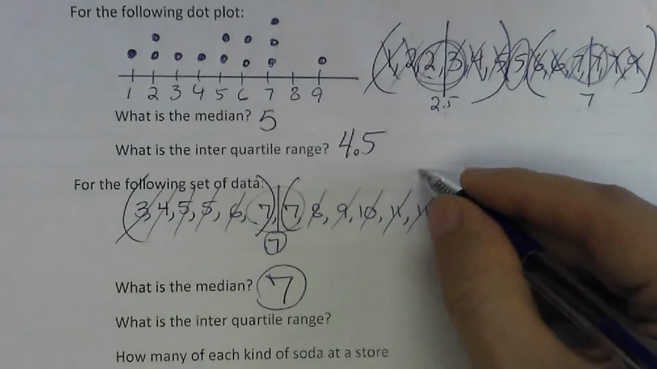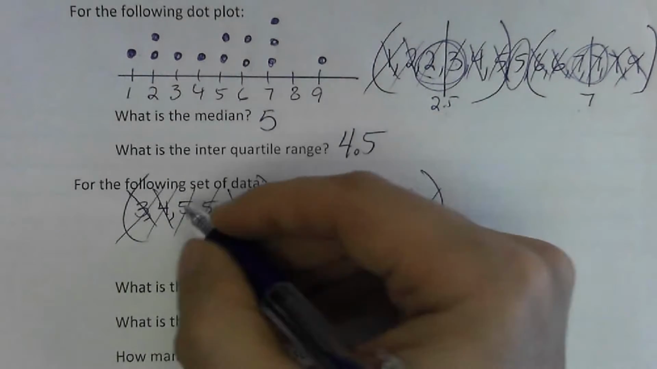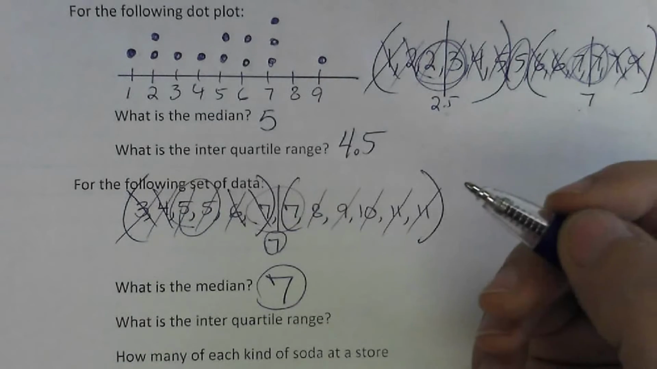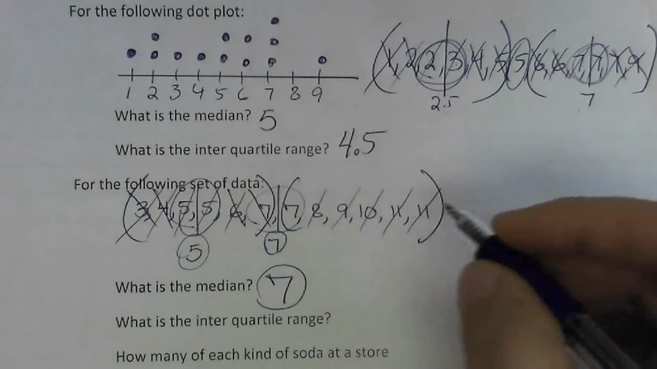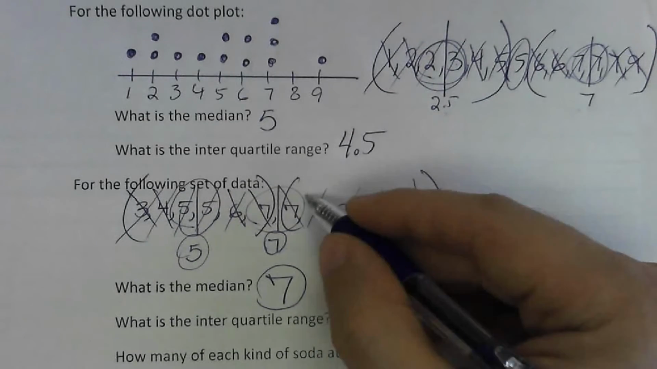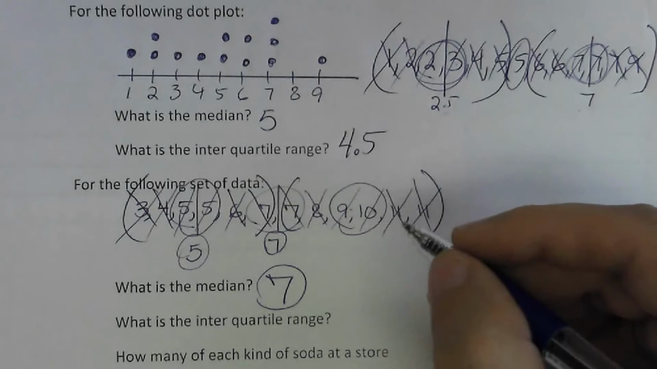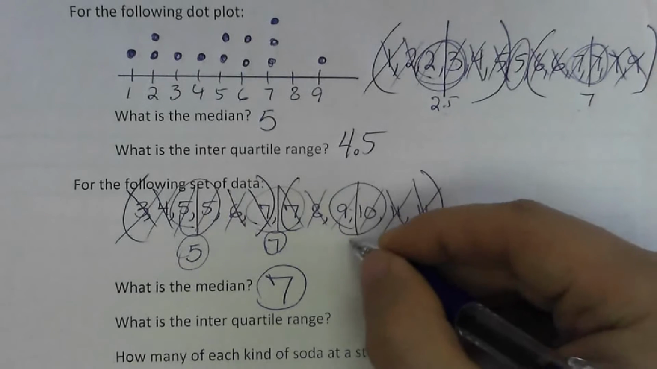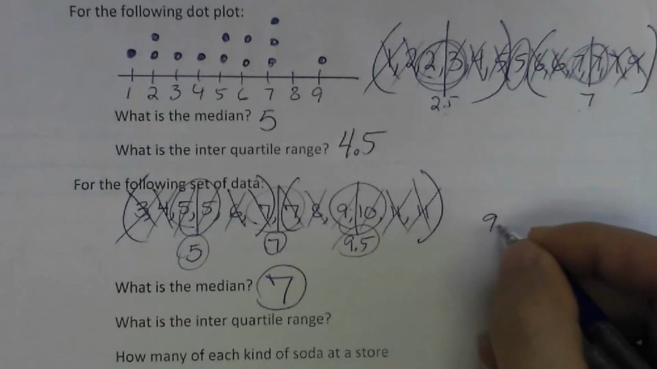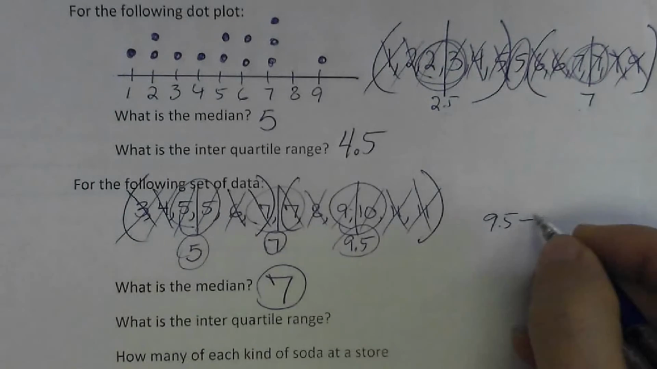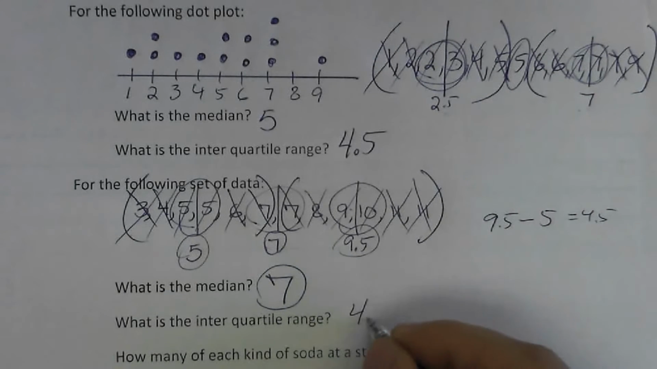Section off both sides. Two numbers in the center. 5 plus 5 is 10, and 10 divided by 2 is 5. Two numbers in the middle. 9 plus 10 is 19, and 19 divided by 2 is going to be 9.5. So to find the interquartile range, I'm going to take the 9.5, subtract the 5. 9.5 minus 5 is 4.5.